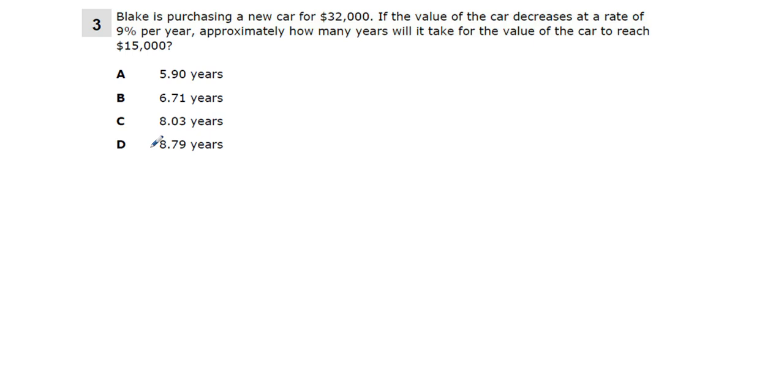Next, 3. Blake is purchasing a new car for $32,000. The value of the car increases at a rate of 9% per year. Approximately how many years will it take? Well, this one, we had the basic exponential function, which is f of t, with t for number of years, equal to our starting amount, which we've sometimes called a sub 0 in this class, times 1 plus r to the power of t.